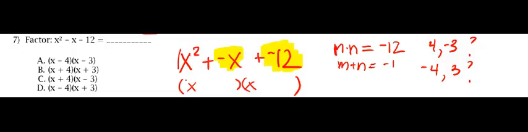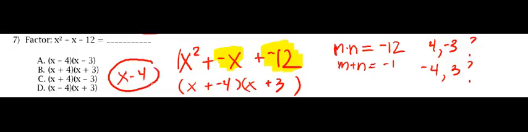So once I know my m and n, I just come and add them in. X plus negative 4, x plus 3. Now when you're looking at your answers, typically when you're looking at a multiple choice answer, it won't say x plus negative 4, it'll say x subtract 4. You should know by now that they are the same, and it's okay to use either one of those.